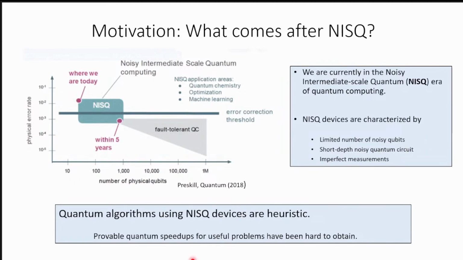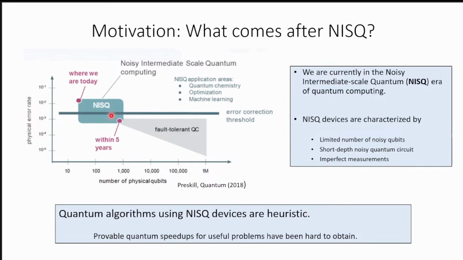However, all these algorithms, for useful problems at least, share this property in that they are heuristic, right? So provable performance guarantees are absent in the NISQ framework. Typically, you devise a strategy, you run it for some fixed number of qubits, and then you heuristically say that it does better than classical algorithms for that particular size, and so on. So provable performance guarantees are indeed absent in the NISQ era.